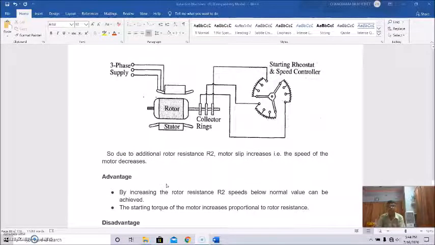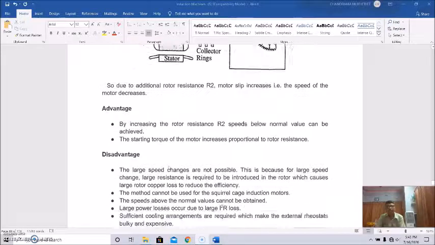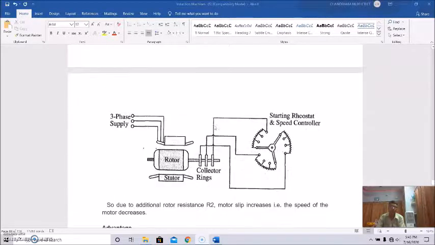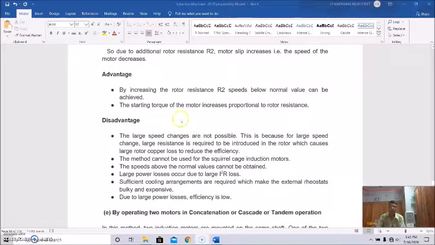So what is the advantage of this method? Definitely some advantages are there. By increasing the rotor resistance, speeds below the normal value can be achieved, and the starting torque of the motor increases proportional to the rotor resistance. If you go back to these equations, you will come to the point that these are the advantages.